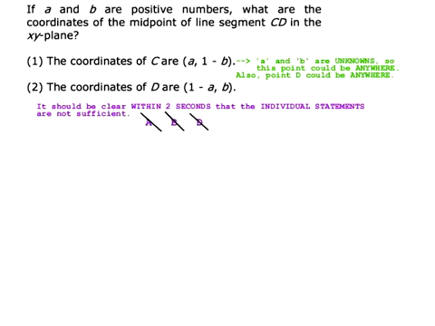So these 2 points could be any 2 points in the entire plane, as long as A and B are positive. So, yep, that's not going to be sufficient. So A and B and D are out.